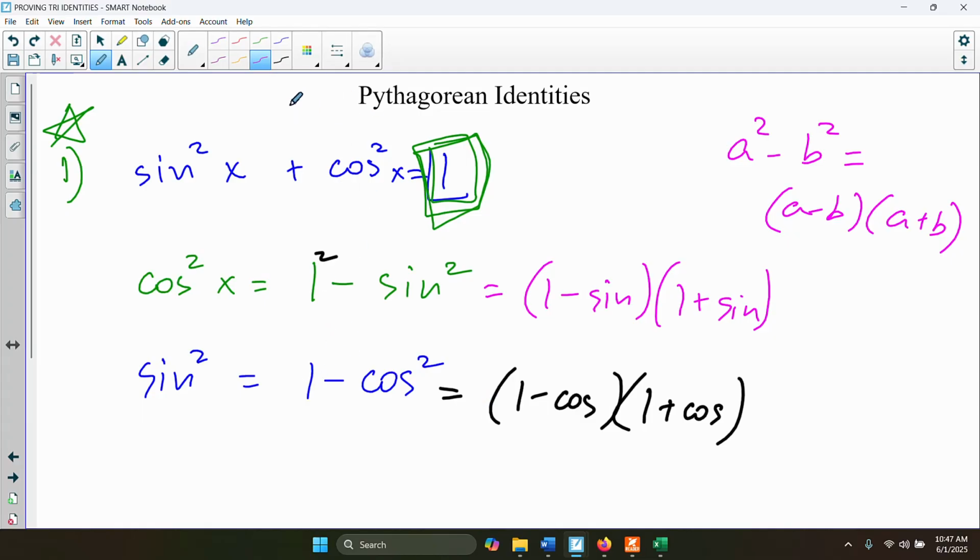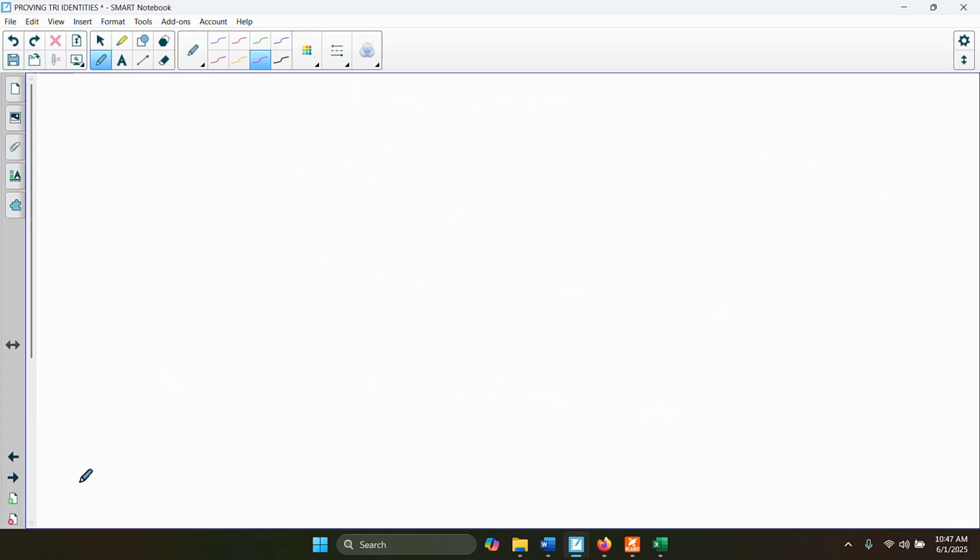I just introduced one of the Pythagorean identities. I'm going to restart, so I'm going to create a new slide. Okay, so Pythagorean identities. There are three of them, and then after the three, there are variations of them. However, it's going to go a little bit deeper than just three things to memorize or to learn.